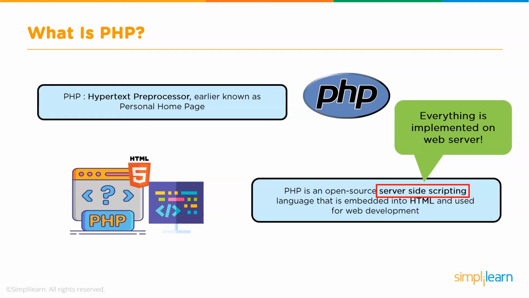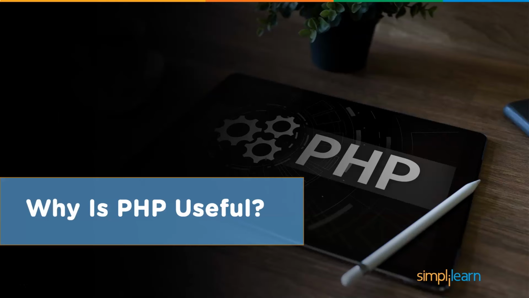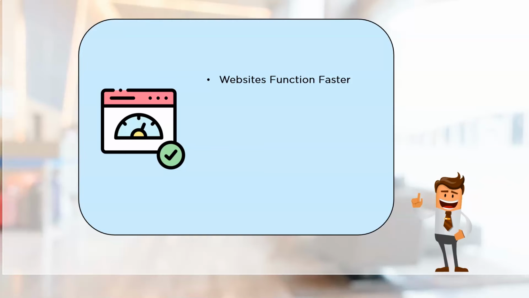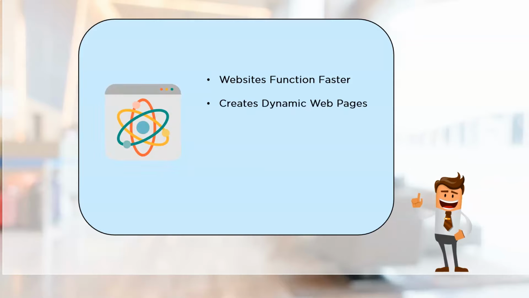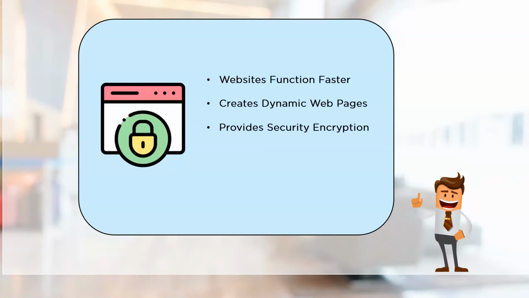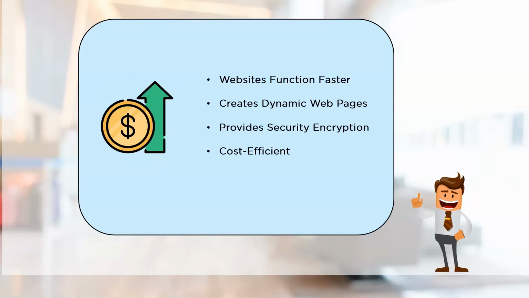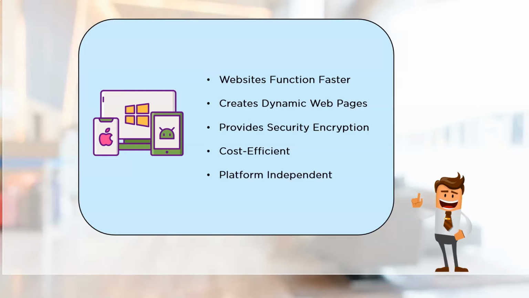Now, let's move on and see why PHP is useful. Websites developed in PHP function faster. With PHP, you can create dynamic web pages. PHP frameworks provide security encryption. It is a cost-efficient and easy-to-maintain language and is platform independent. That is, PHP scripts can run on any platform without the need of any special plugins. So now that we have some understanding of PHP and why it's useful, let us move on to its programming concepts.